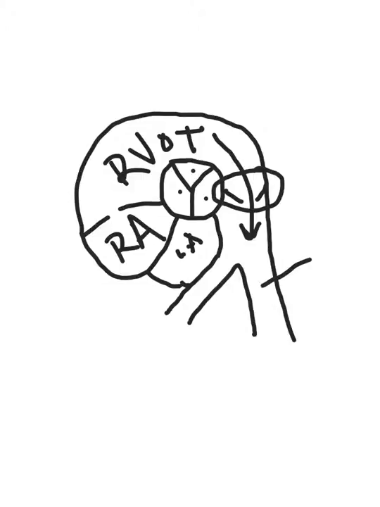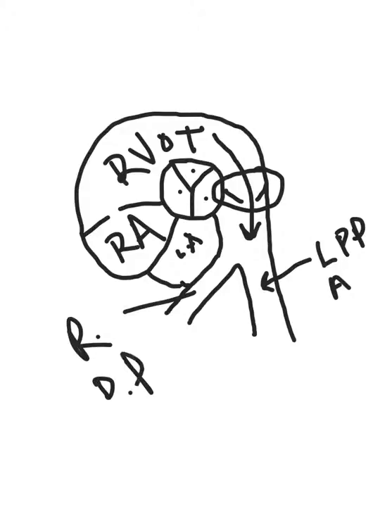Now this is the left peripheral pulmonary artery. And this is the right peripheral pulmonary artery, sorry. Okay, so these are the two arteries where you see the stenosis. Now, this is a little bit busy, so I think I'm going to redraw it and start over.